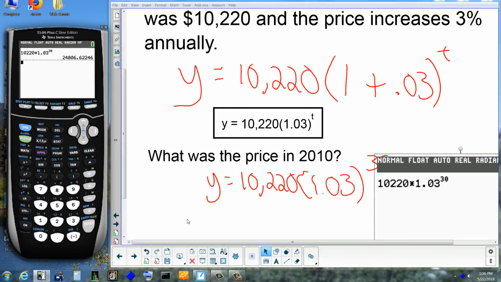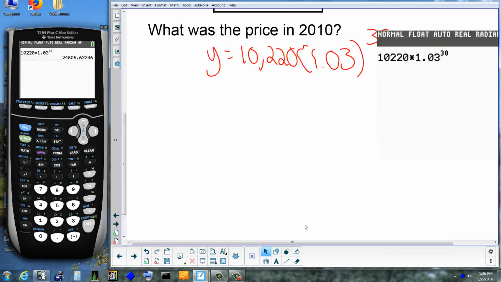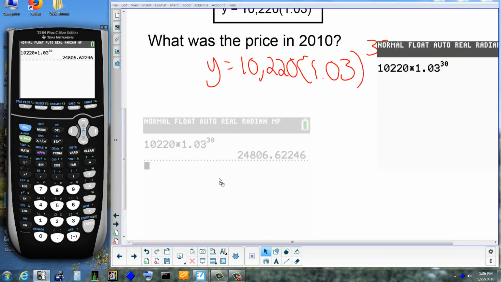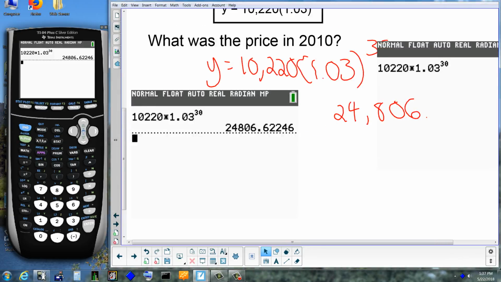Are we done? So, Mr. Hager got this. Alright? And again, we're dealing with money, so how many decimal places should we have? 2. So what should I write? 24,806. Miss Brady said point what? 0.6224. Again, it's money, so I only want 2 decimal places. No, you just want to understand. Alright? Now, that's a lot of money.